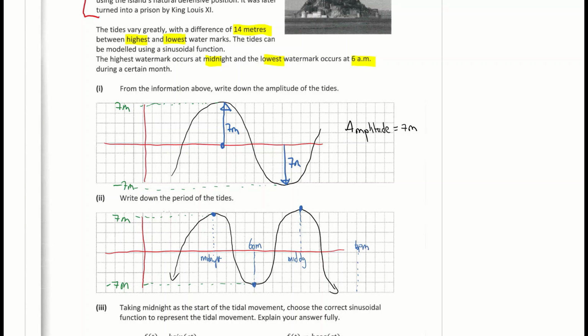So you can see here that in order to repeat itself, or the period, it's going from the top to the top, which is midnight to midday. So that is telling me that my period is equal to 12 hours.